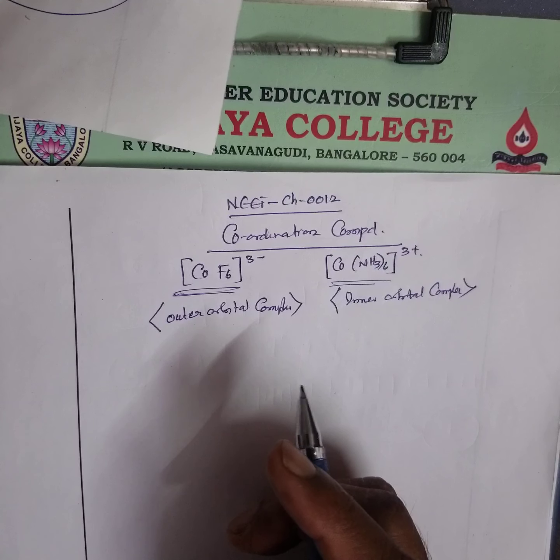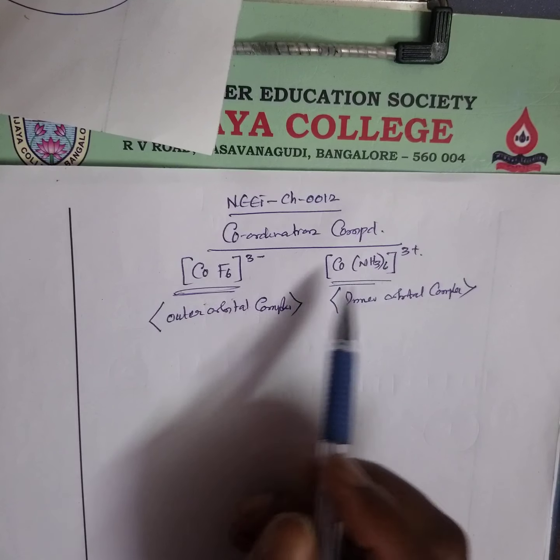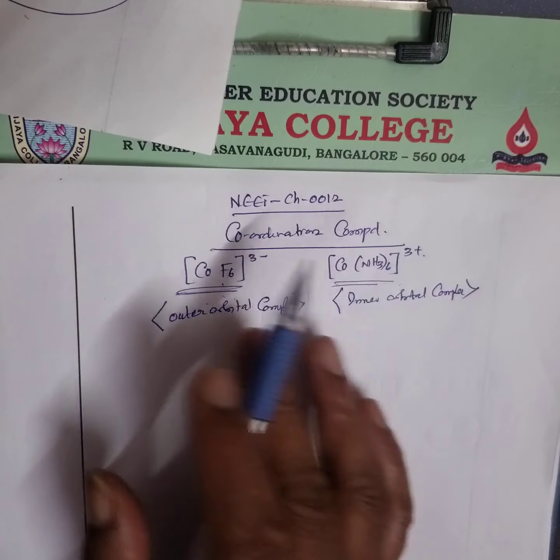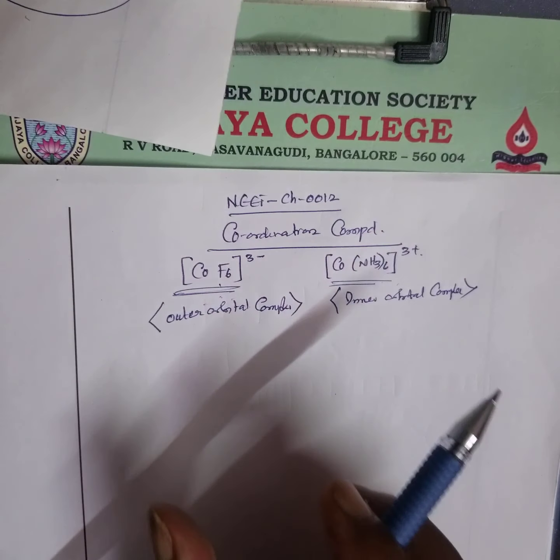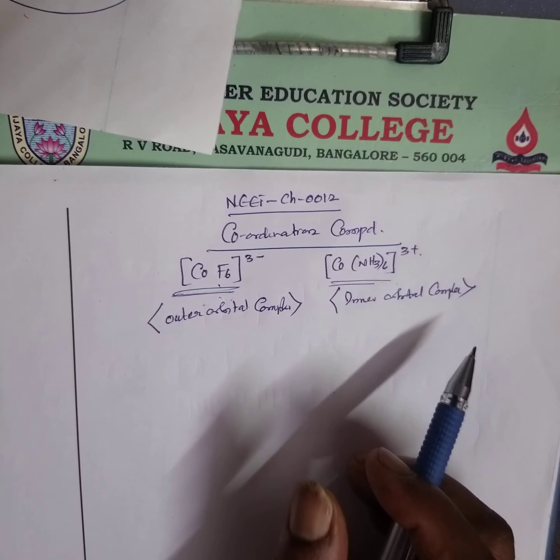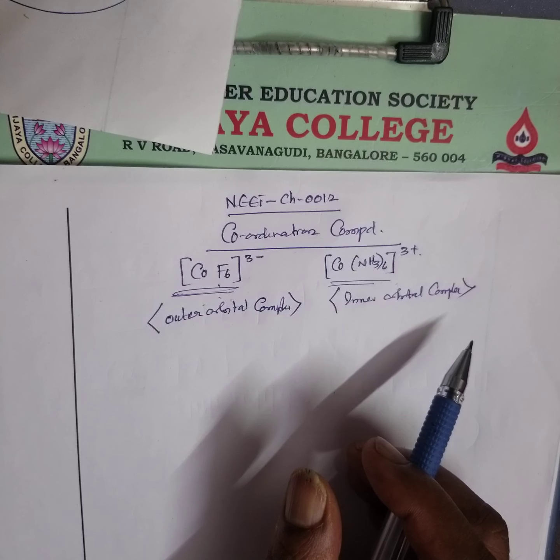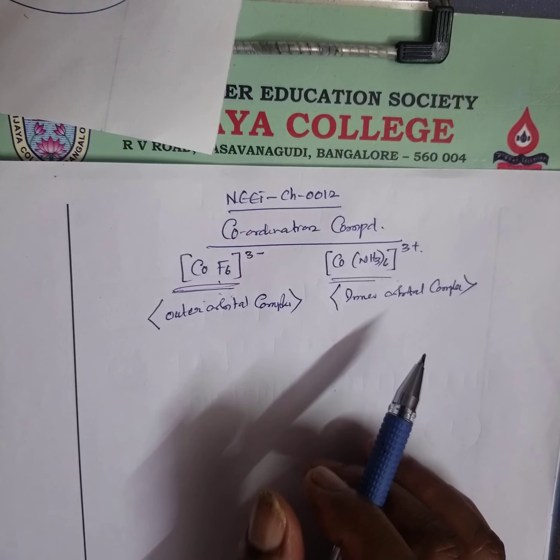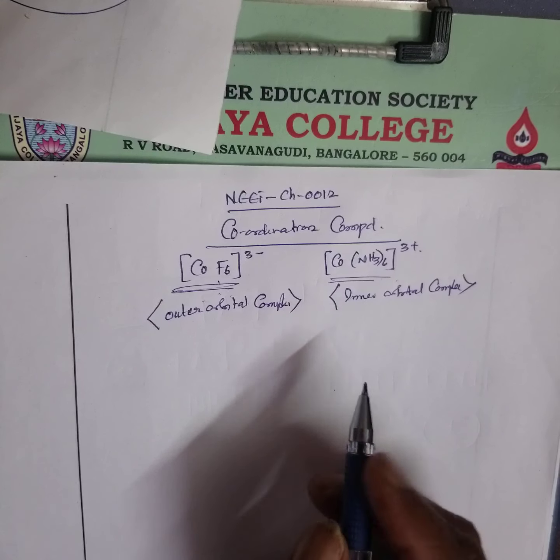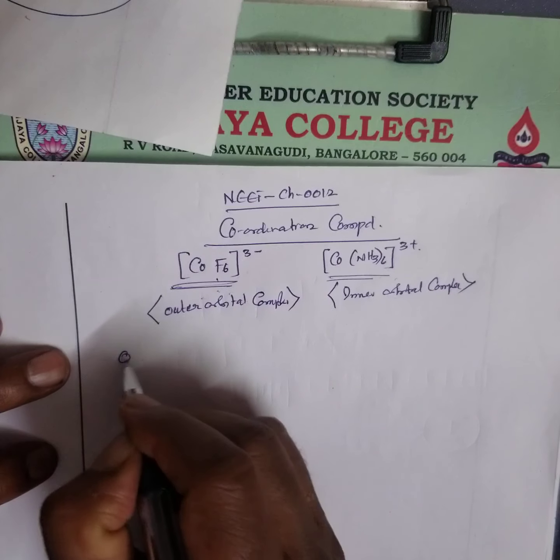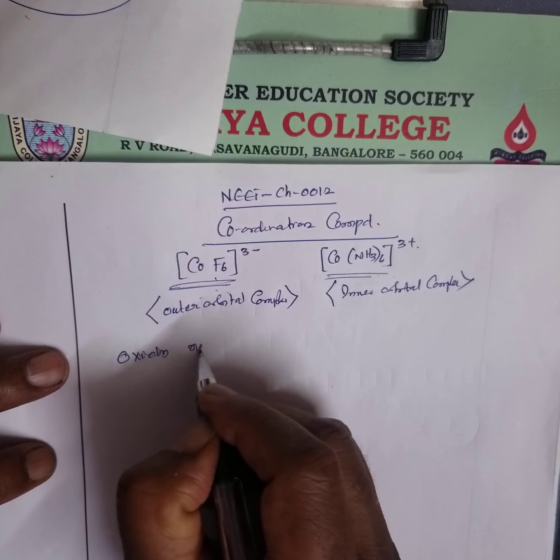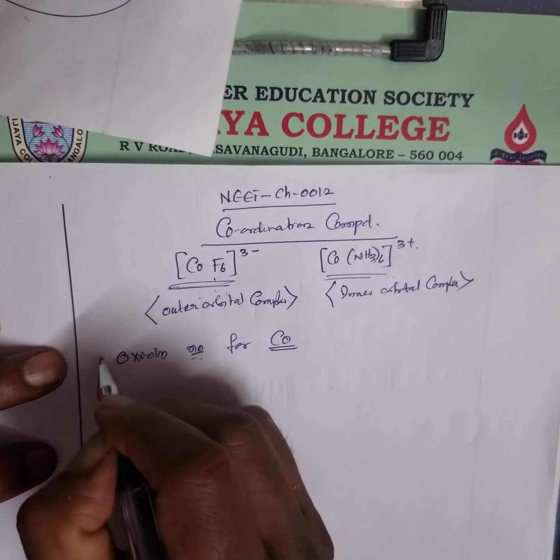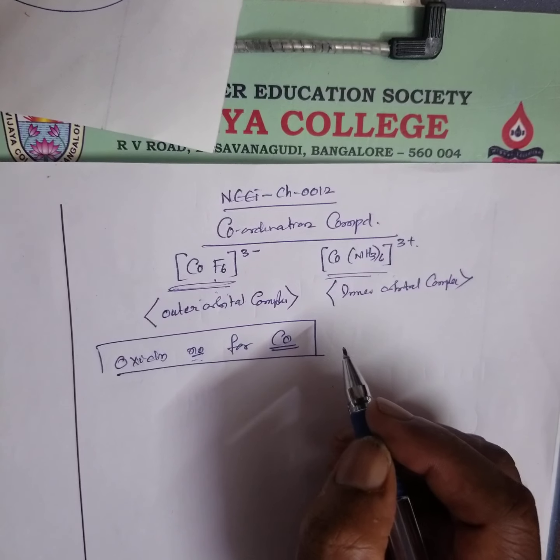Before that, we have to find out its hybridization, whether it is diamagnetic or paramagnetic, that is the magnetic nature or magnetic property, and what type of spin, high spin or low spin. All that we have to study here. To start with, first you have to find out the oxidation number for cobalt.